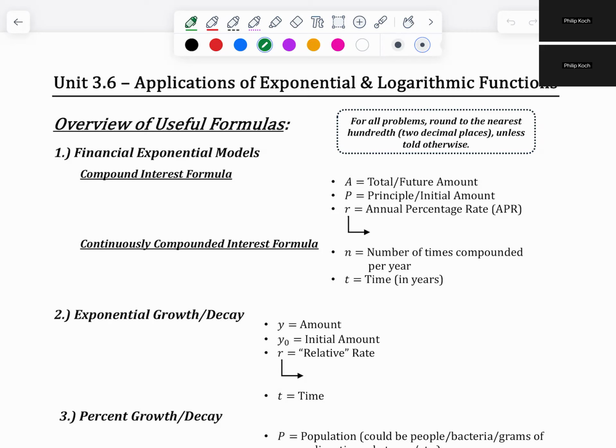So just as a reminder about these formulas, the compound interest formula is that A is equal to P times the quantity 1 plus r divided by n raised to the nt, where r is the annual percentage rate as a decimal.